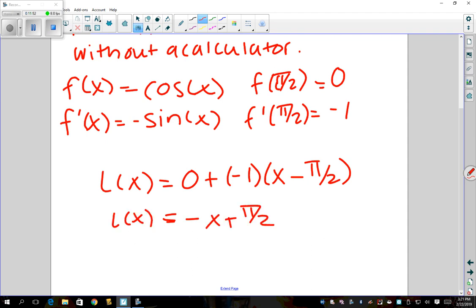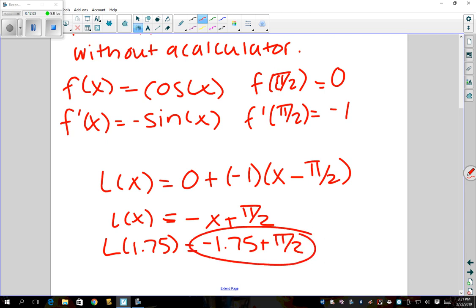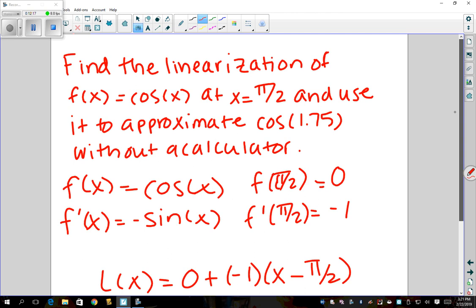So when I want to approximate 1.75, I'm just going to plug in 1.75 plus pi over 2. And that's my approximation. So again, this is just basically using our first order Taylor polynomial and to do what we've been doing. It's just a different question. They just asked it in a slightly different way, find the linearization, and that's how we'll see it kind of in the future.